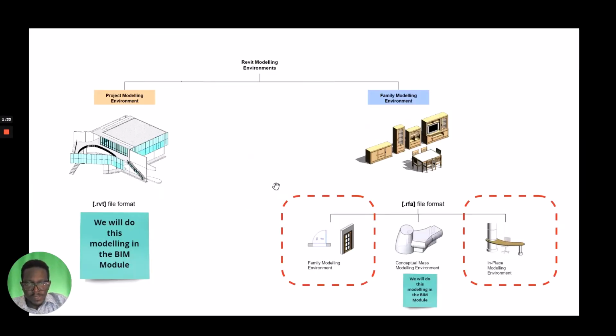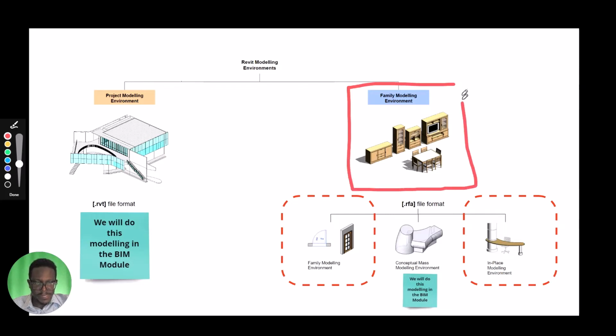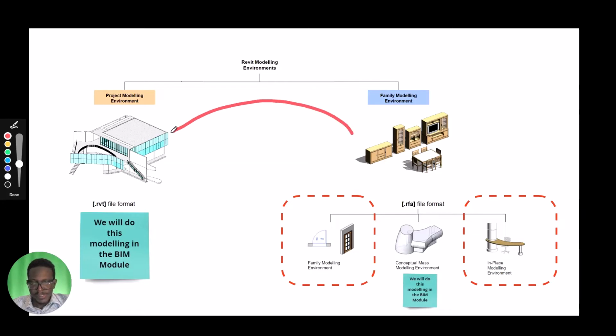Now, in a nutshell, Revit really has two modeling modes. There is the project environment, which is what we are accustomed to, and then there is the family modeling environment, and this environment is specifically created for modeling or creating families that you then insert into your BIM model.